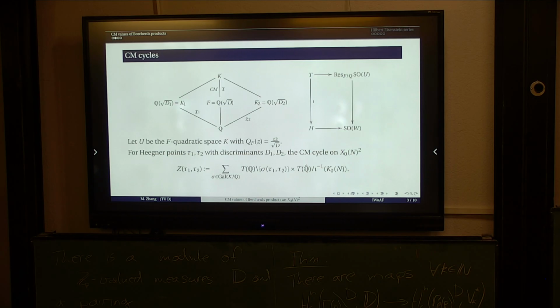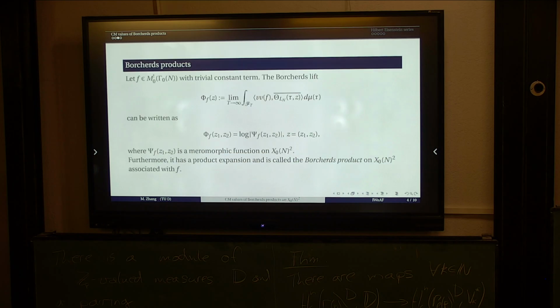So for Heegner points tau 1, tau 2 with discriminants D1, D2, the same cycle Z(tau 1, tau 2) is the summation of double quotients of the maximal torus. It is a zero cycle defined over Q on the product of modular curves. So this is the first half of my title, and next I want to introduce the second half of my title.